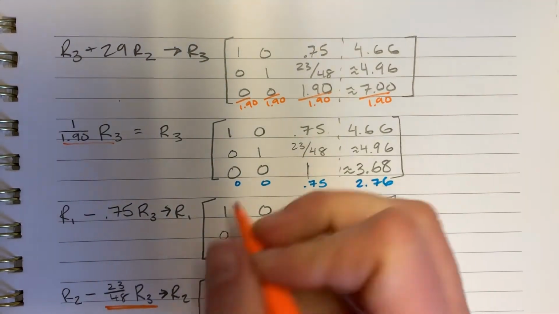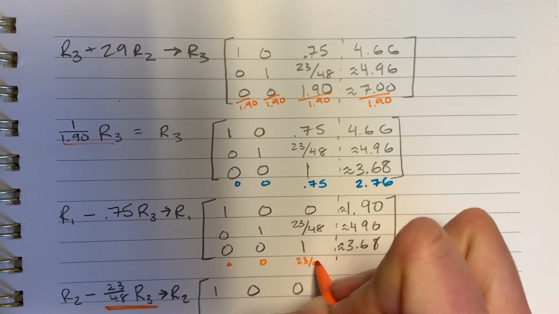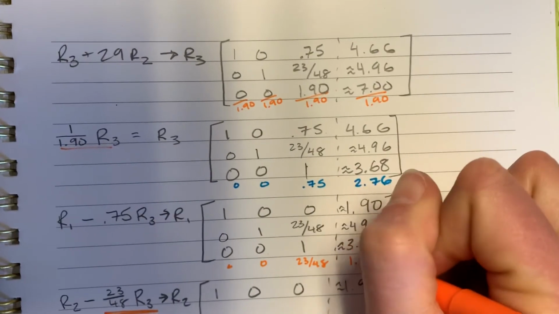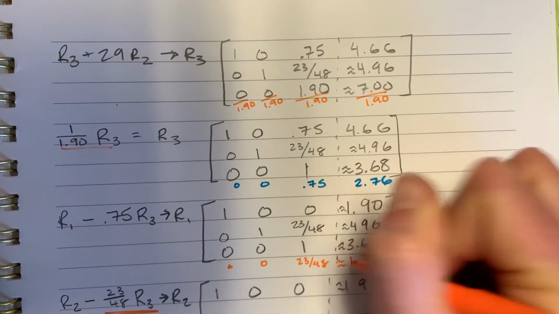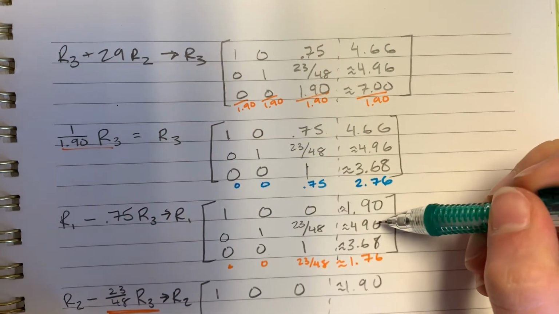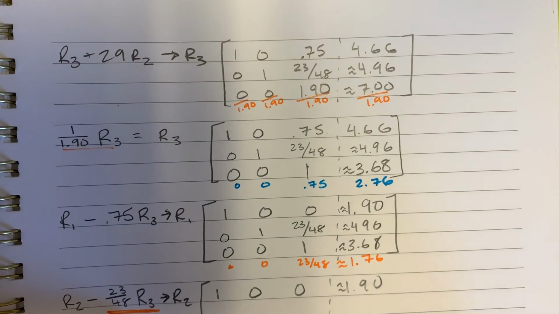So that becomes 0, 0. This becomes 23 over 48. I gotta multiply 3.68 by 23 over 48. I get 1.76 approximately. All right, so I take row 2 and I subtract this row 3 in orange. So, and I get my new row 2.